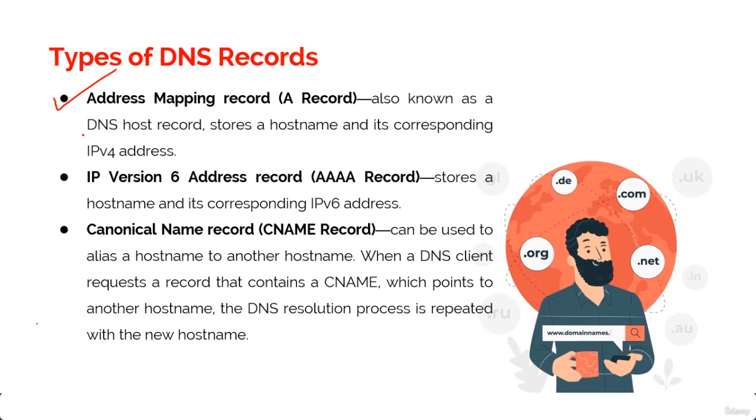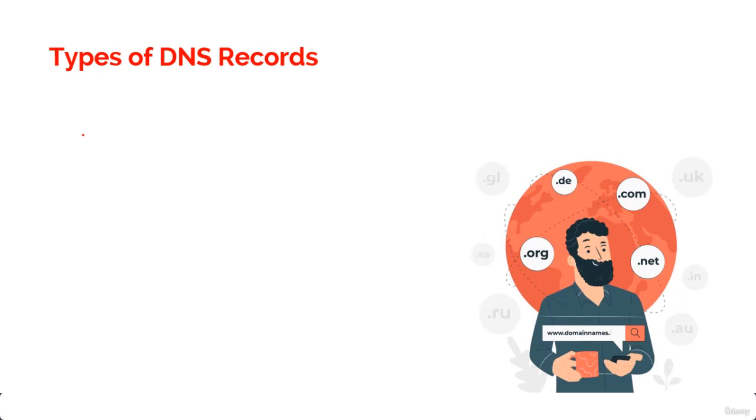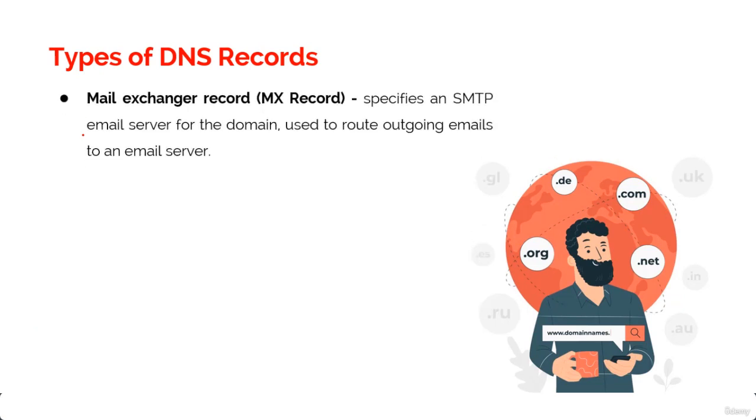Now, canonical name record, that is the CNAME record. The CNAME record can be used as an alias to a host name or another host name. When a DNS client requests a record that contains a canonical name which points to another host name, the DNS resolution process is repeated with the new host name. So basically, CNAME is used to point to another host name, and this process continues until finally the new host name is obtained.